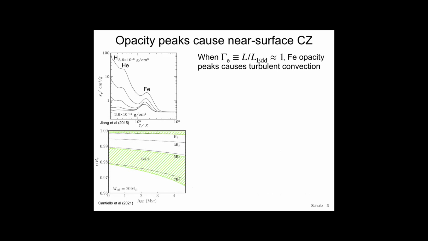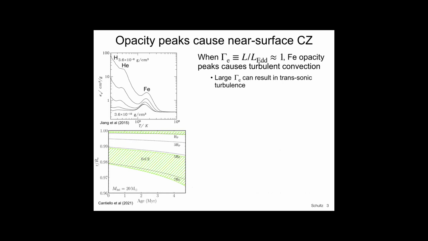So what are these convection zones, really briefly? Basically, massive stars are quite close to the Eddington limit, even at Thomson opacities. So if you have any increase, like at the iron opacity bump, you can generate turbulent convective motion there. If your gamma is quite close to 1, you can get transonic convection.